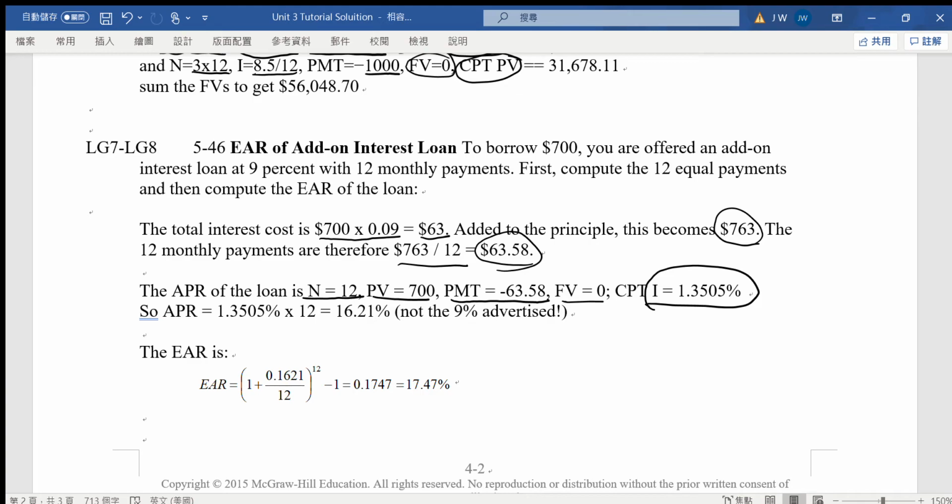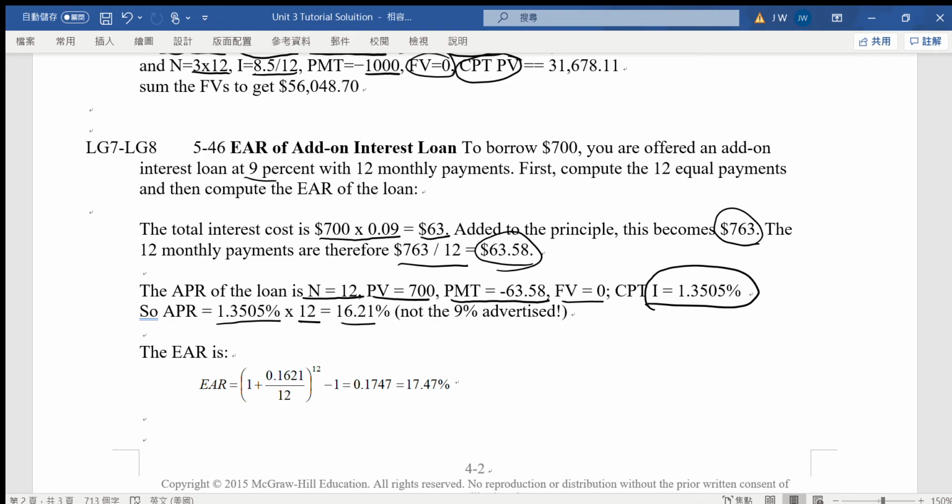But the question is asking for the EAR. You can work out the APR, the annual amount, by multiplying this figure by 12. Then the APR is 16.21%, not 9%. Although you mentioned 9% right here, the actual rate is much higher. If you work out the EAR, it will be even higher because it is paid monthly, not at the end of the year, where you pay one lump sum only.